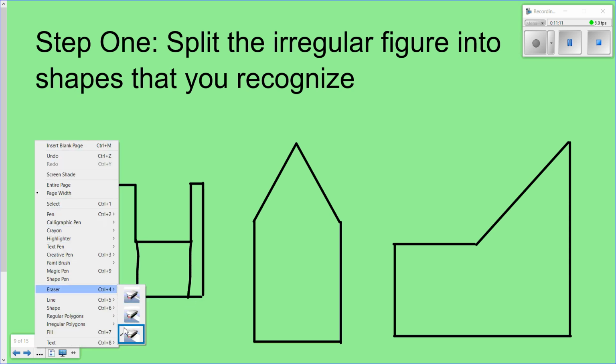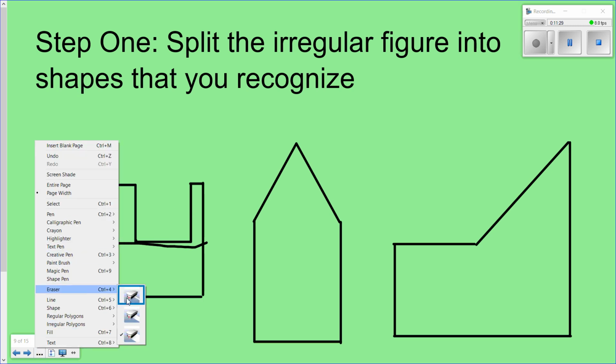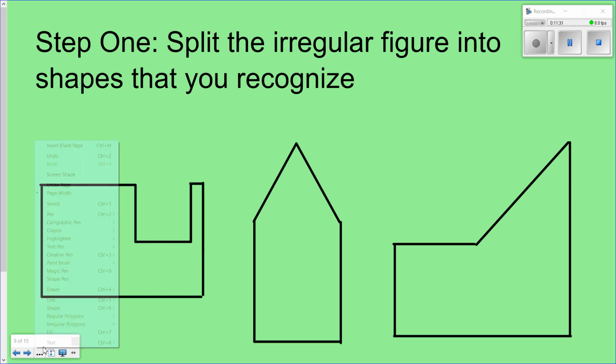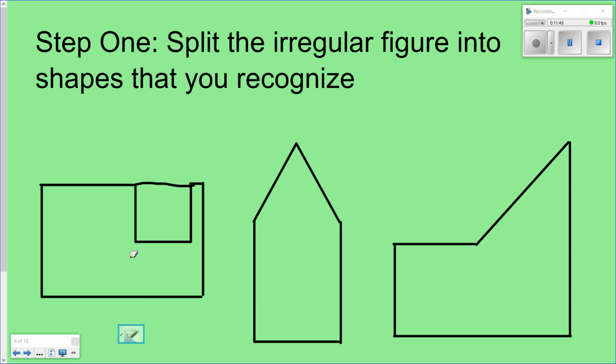Some of you don't see that first. Some of you might see this, this, and this. That's fine. You can do it that way. Some of you might actually see it like this. You might find the area of the rectangle and then find the area of this and then subtract it out. That's another way too. There are so many ways that you can split things. So don't think what you do is wrong because it's probably not.